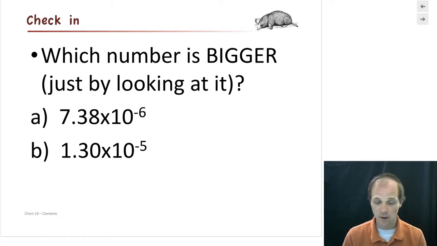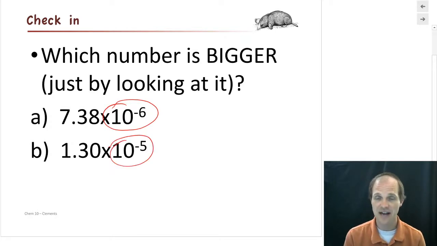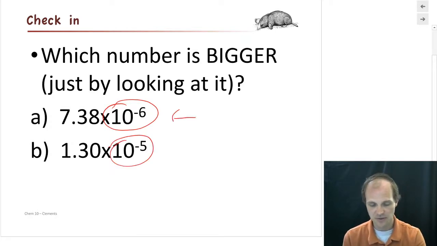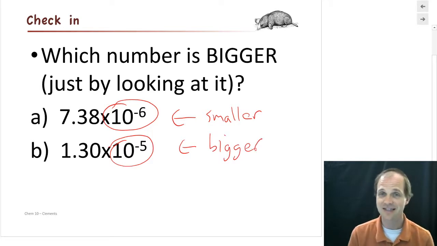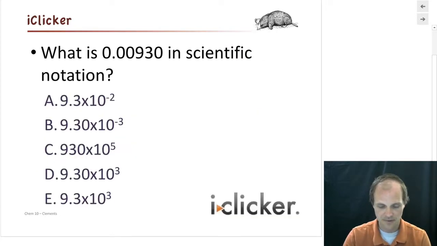Okay, hopefully you looked at this 10 to the minus 6 and you said, hey, I'm going to divide that by 10 6 times. Here I'm only going to divide by 10 5 times. So this number is going to be smaller because I'm dividing by 10 more times. And this number is going to be bigger because I'm dividing by 10 less times. So the answer here is B is the bigger number.